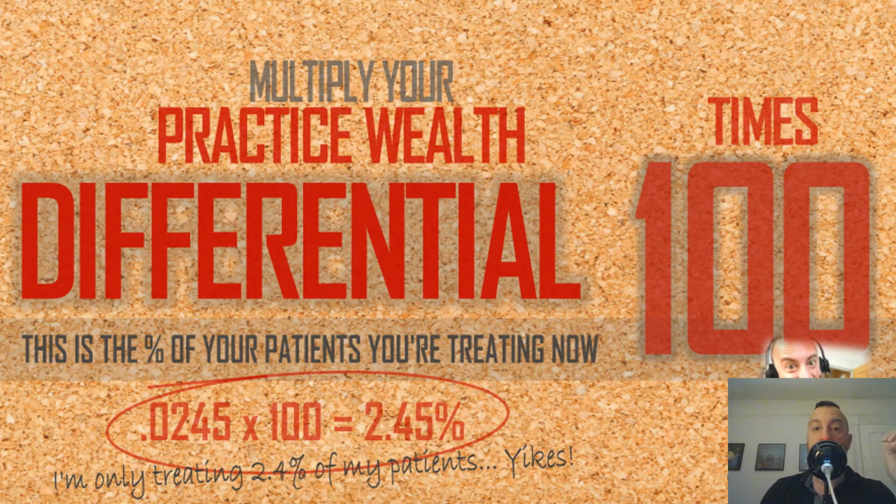Next, I want you to multiply your practice wealth differential that you just figured out times 100. This is the percent of your patients that you're treating right now. And as you see here, I have an example. If that number was 0.0245, multiply it times 100 and you get 2.45%. So that practice wealth differential translates into the percentage of your entire patient population that you're currently treating right now.